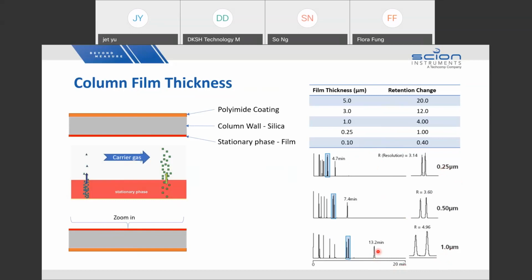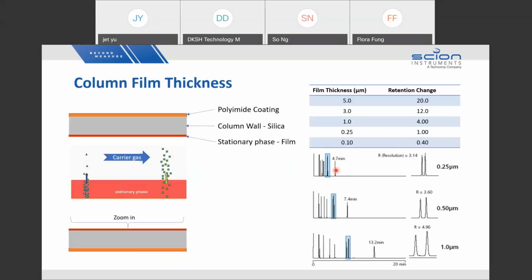30.2 minutes, 7.4, and 4.7. Okay. So you can achieve the faster analysis in a significant way. All right. So you just look at this rotation change. So this is in terms of the percentage. So this is really significant when you change the film thickness.